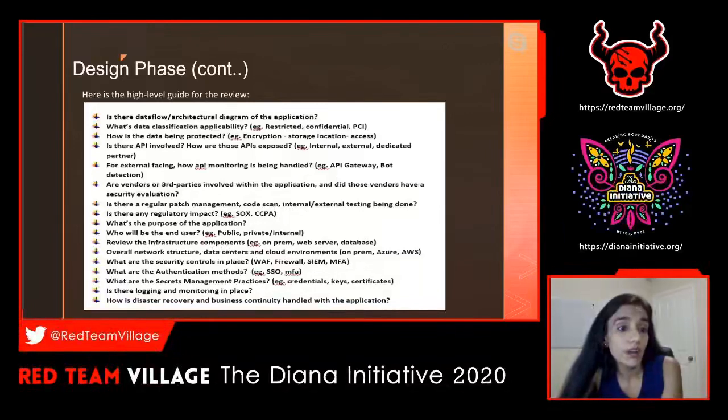Next, we talk about if there are any APIs involved, how those APIs are exposed. So if your application has APIs, the question is: is it intended for internal use, external use, or who's going to access those APIs? Who's the end user? If it's intended for internal use, it should not be exposed to the public. In my experience, I have seen many internal APIs which were exposed to the public. Yes, it sounds crazy, right?